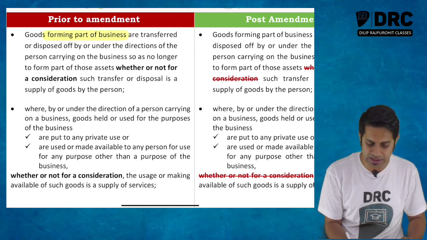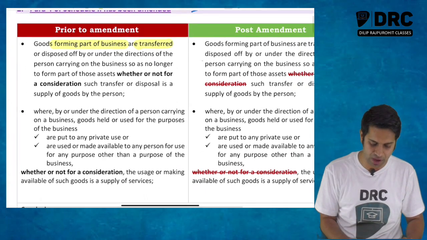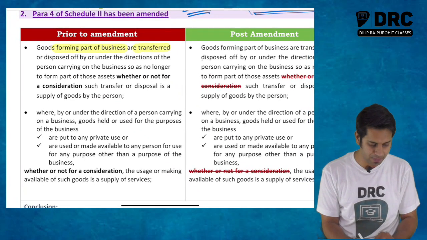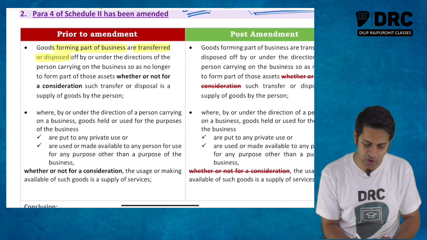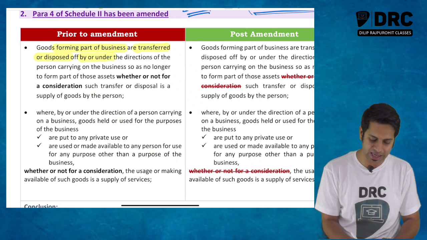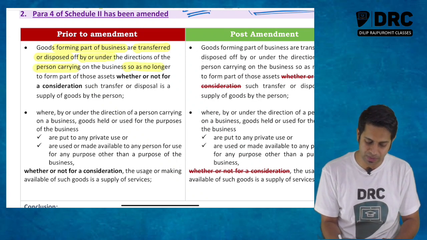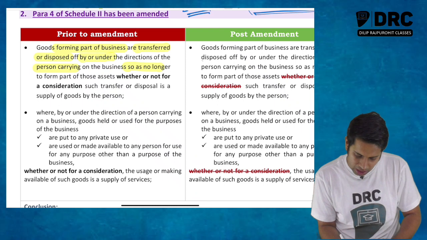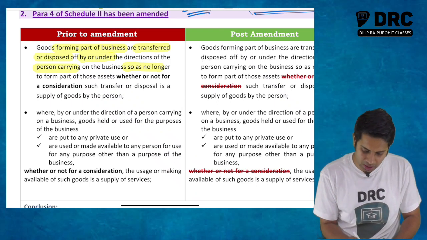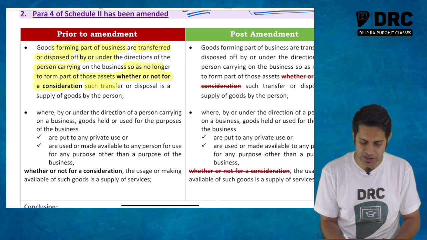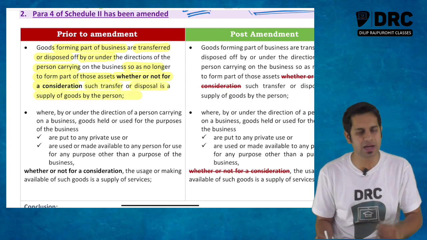forming part of business assets being transferred. Please note, this is before amendment. The goods which are forming part of business assets are transferred or disposed of by or under the direction of the person who is carrying on the business, so as no longer to form part of those assets, whether or not for a consideration, such transfer or disposal of goods shall be treated as supply of goods.